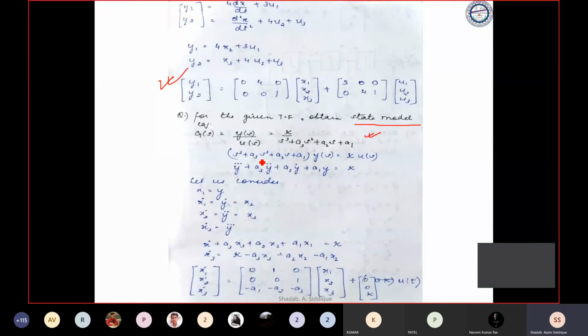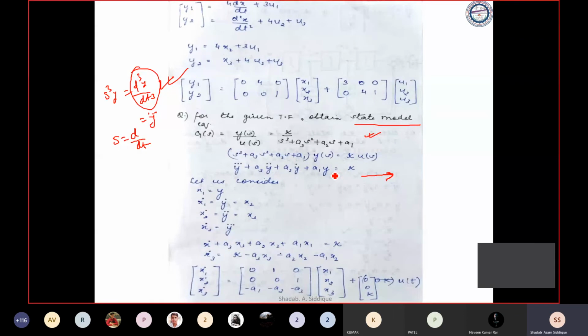Now what is s? In the time domain we have d by dt, which is represented as s in the Laplace domain. So for a third order, s to the power 3, s cubed Y can be represented as d3y by dt cubed, simply y triple dot. So I have replaced this as y triple dot plus a3 y double dot plus a2 y dot plus a1 y, which is equal to k u. That is a simple representation of a differential equation, which we have seen in the previous two problems.